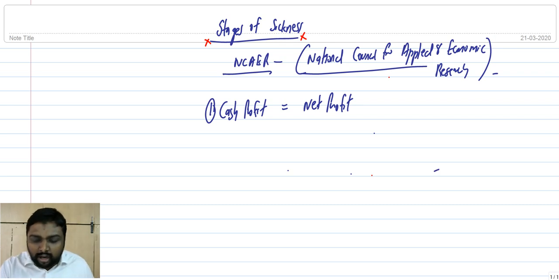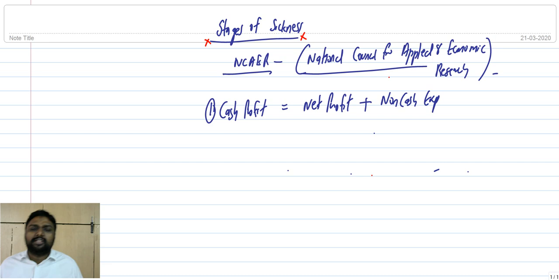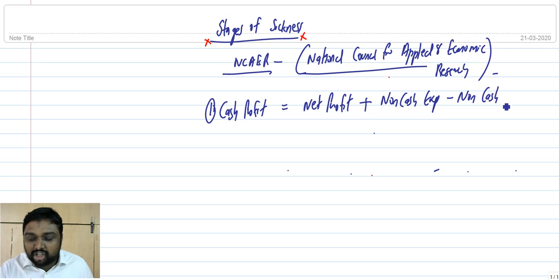So how do we find it? Net profit plus non-cash expenses. Why plus non-cash expenses? Because by deducting the non-cash expenses, our profit has reduced, so we have to add them back. What will come as minus? Non-cash income or gain. So cash profit is net profit plus non-cash expenses minus non-cash income.